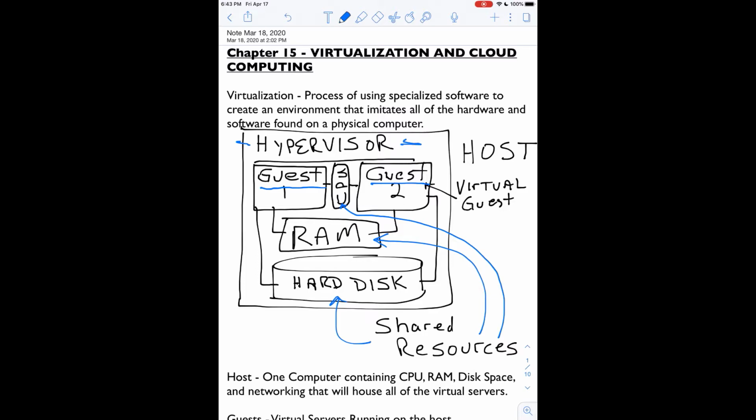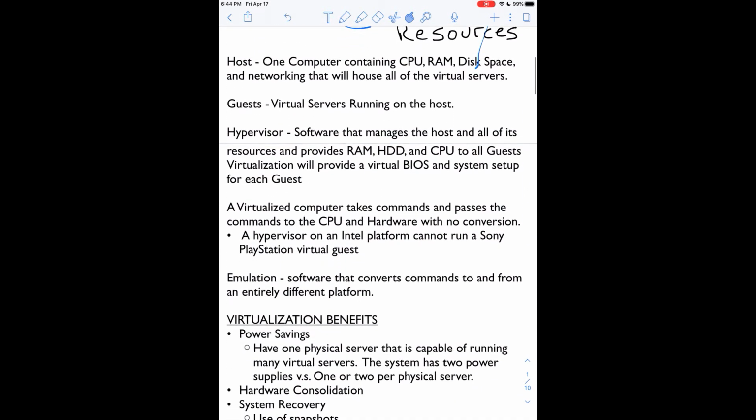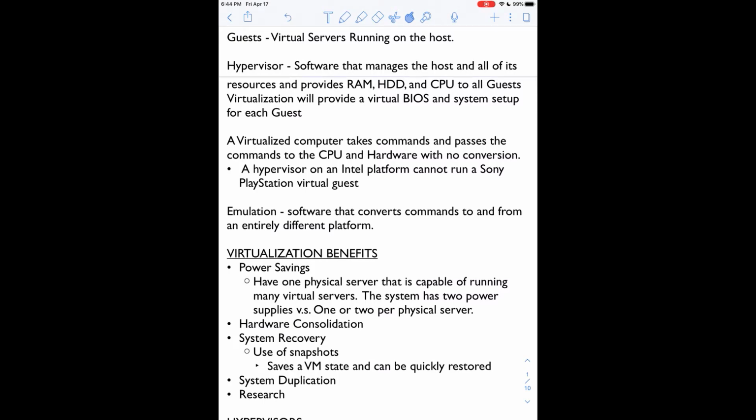So our host, it's going to contain one computer in this scenario. It's going to have CPU, RAM, disk space, and networking all housed, and all the virtual servers will share all of those resources. Our guests are going to be the virtual servers running on the host. And the hypervisor is software that manages the host's resources, RAM, hard drive, CPU, and it splits that time up among all the systems.